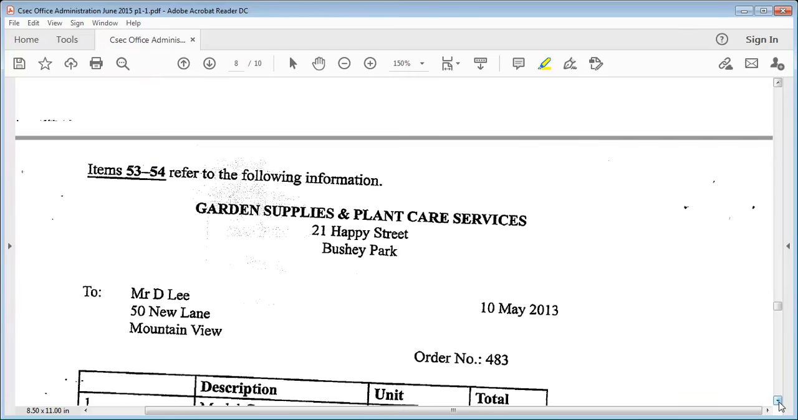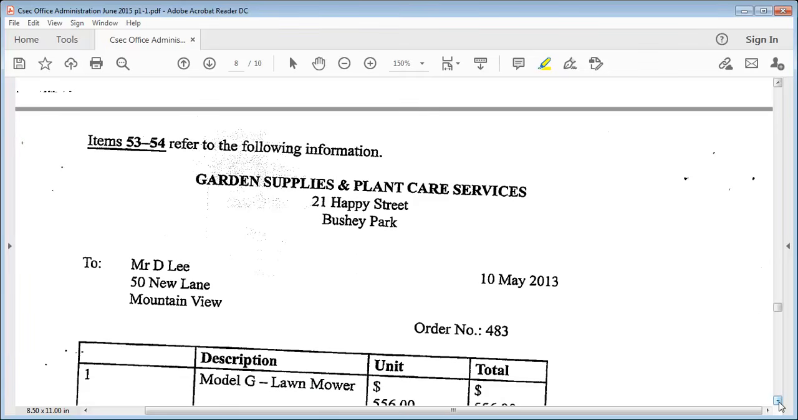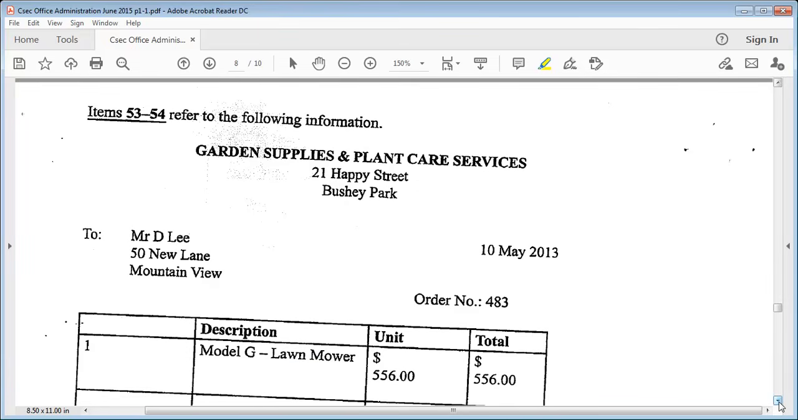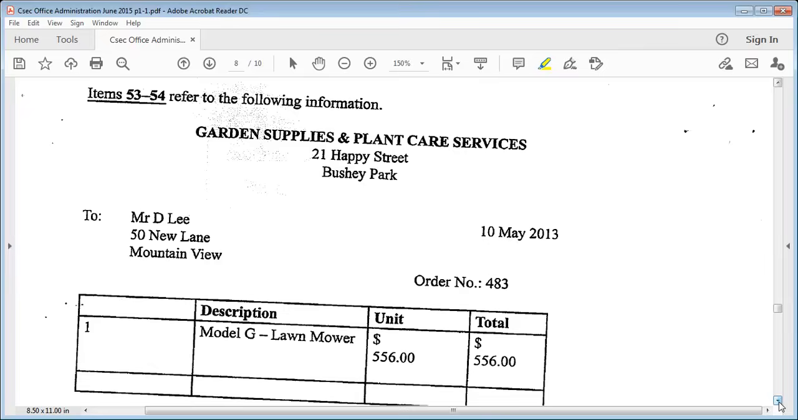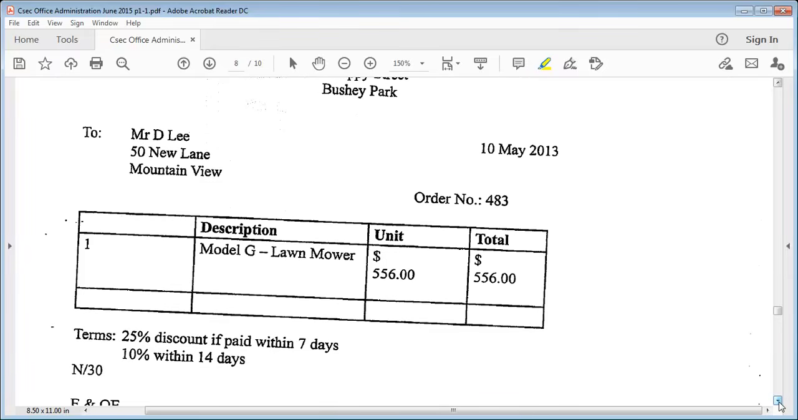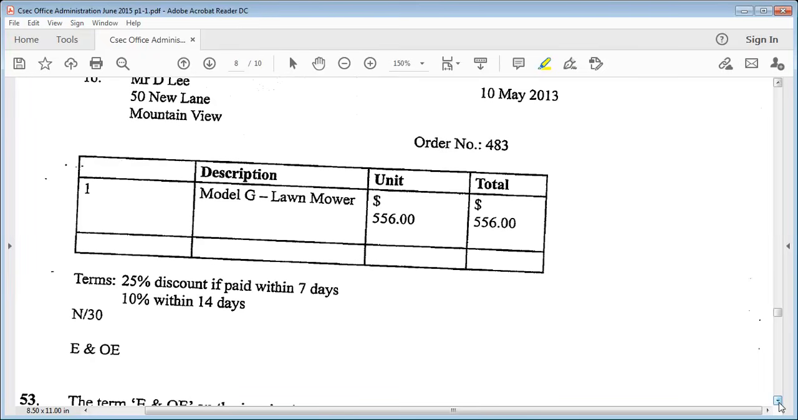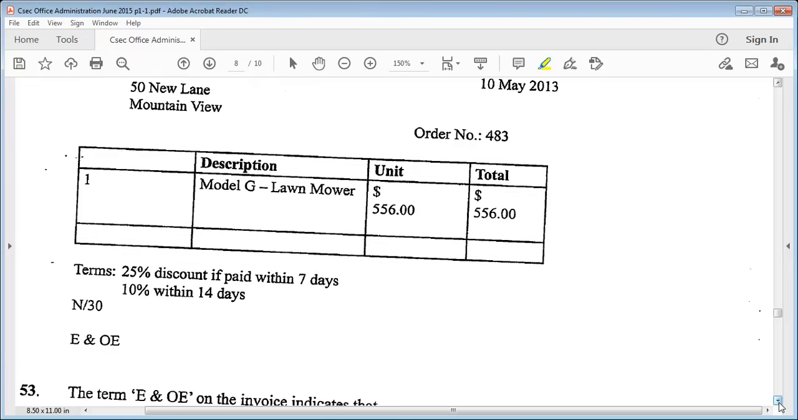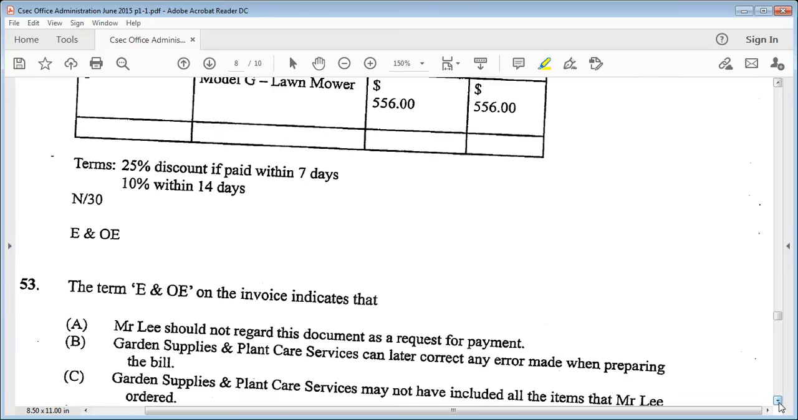Items 53 to 54 refer to the following information. Garden supplies and plant care services, 21 Happy Street, Bushy Park, to Mr. D. Lee, 50 New Lane, Mountain View, the 10th of May 2013. And the order number is 483. So we have our description. One Model G lawnmower, $556. And it was one unit, so it is in total 556. Now the terms say 25% discount if paid within 7 days, 10% within 14 days. All right, now we see the term E and OE there.